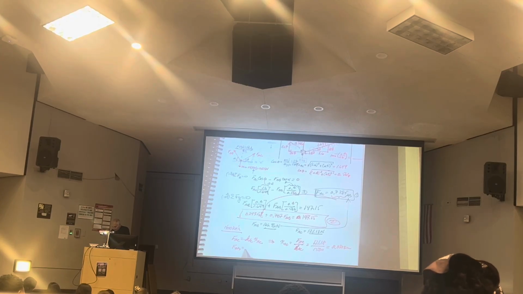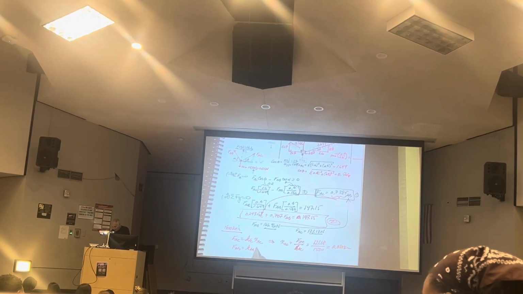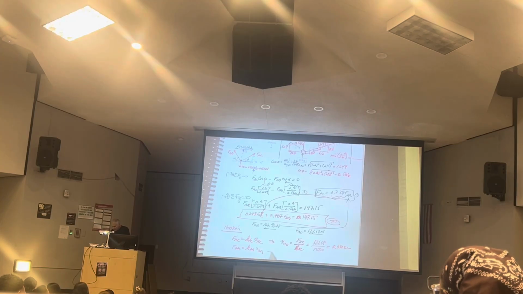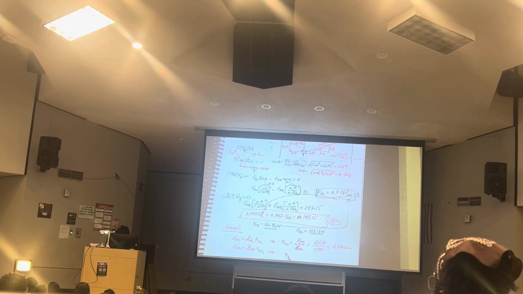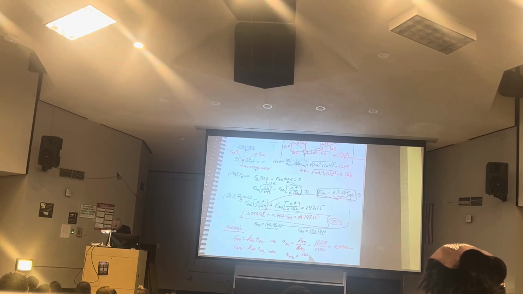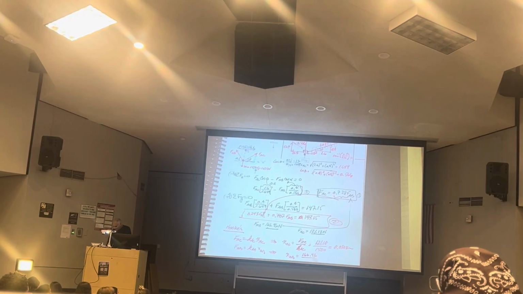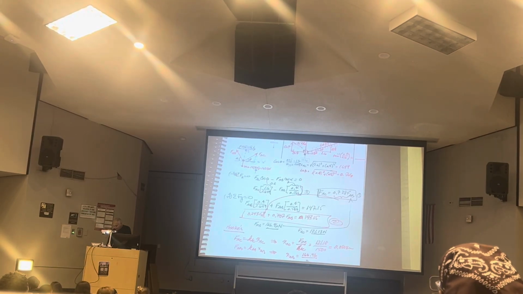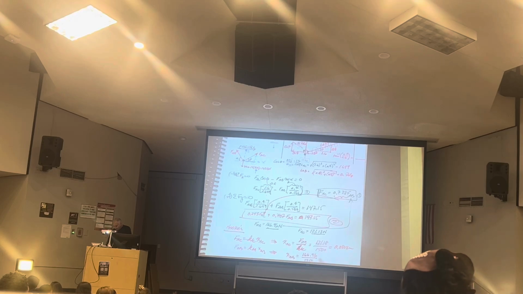FAB is equal to KAB, XAB. That's going to give me XAB is equal to 166.46, which is FAB divided by 1250. That's going to be 0.133 meters.